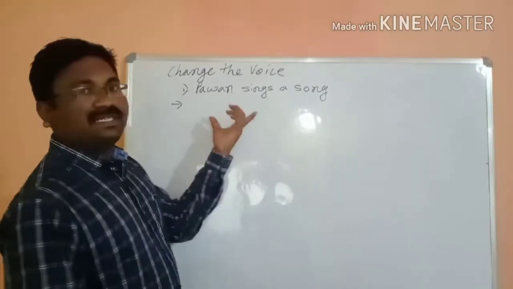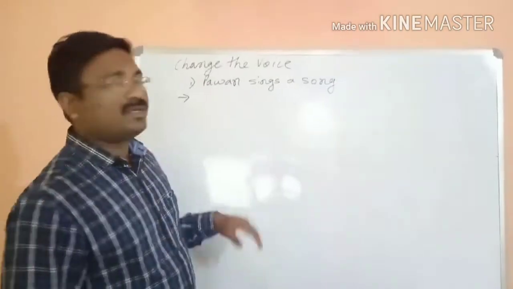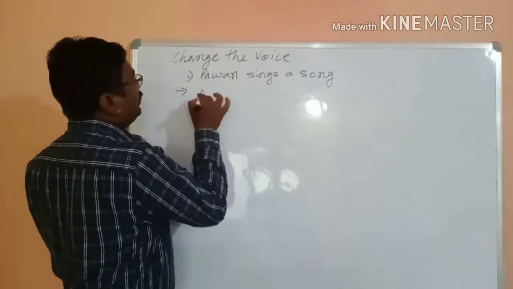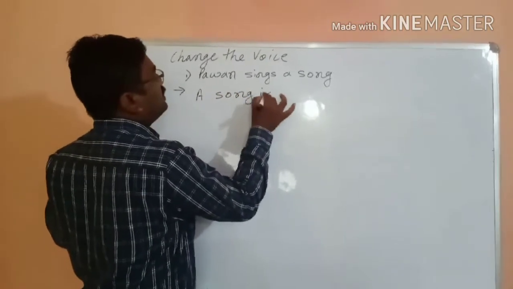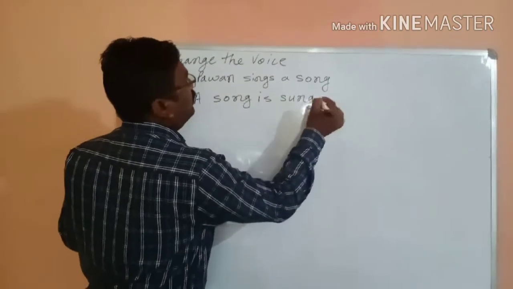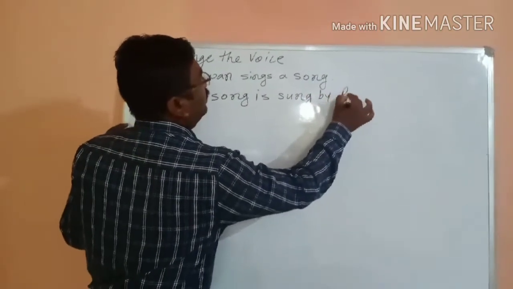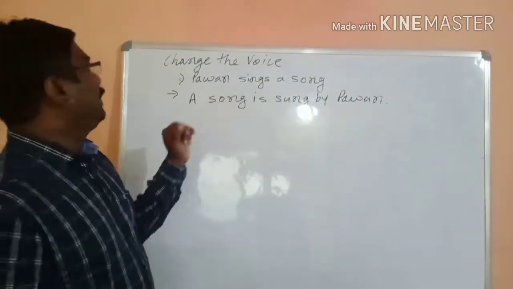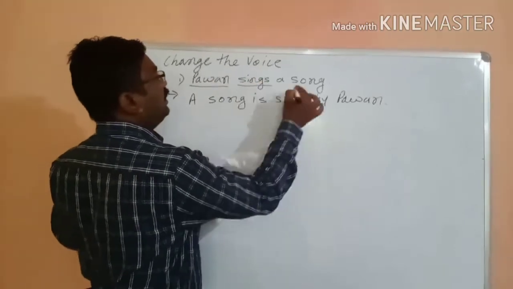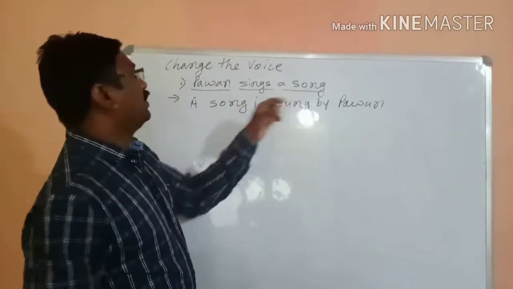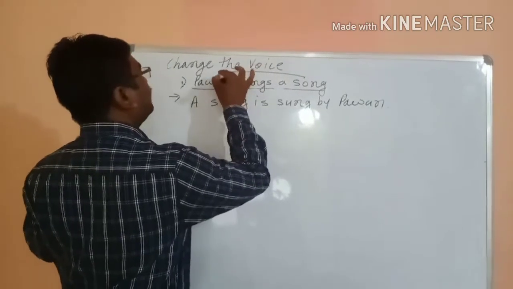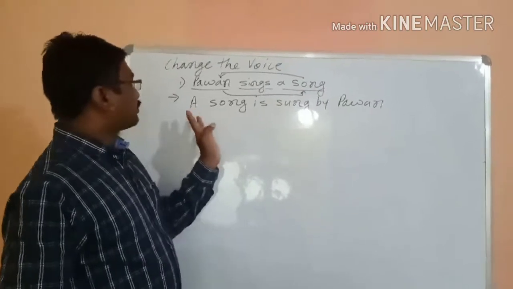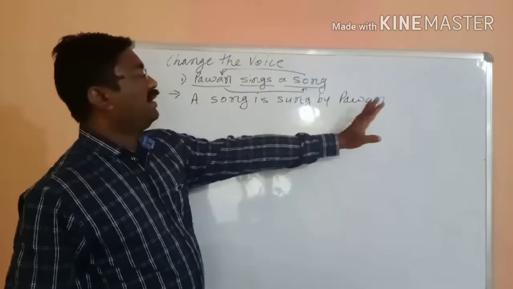So students, just see this example. Pawan sings a song. So what will be the passive of this one? A song is sung by Pawan. Pawan is subject, sings is verb, and a song is object. So object will come in place of the subject, and subject will go in place of the object. Already we have studied. A song is sung by Pawan.